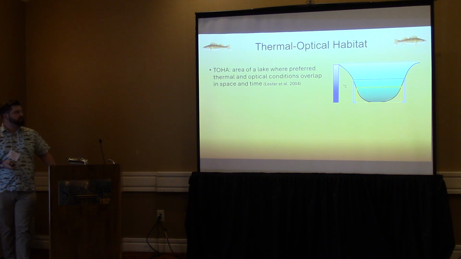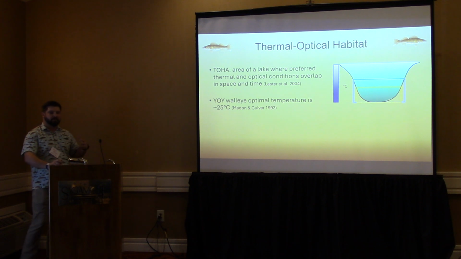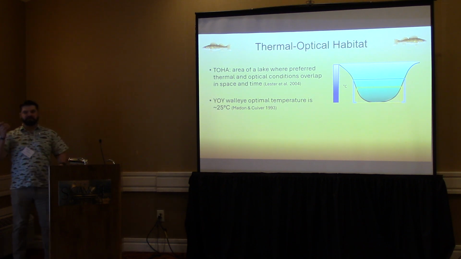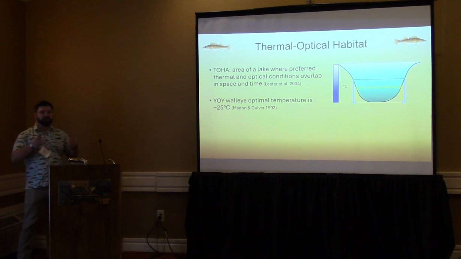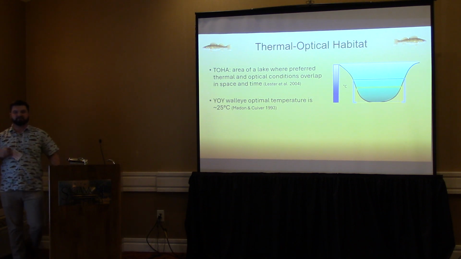That concept was developed by Lester et al. in 2004. With walleye physiology, young of year typically prefer about 25 degrees Celsius as their optimal temperature, which drops to about 22 degrees Celsius for larger adults. However, Chad Mellon et al. in Gretchen Hansen's lab at the University of Minnesota found that thermal-optical habitat affects smaller fish more. Fish less than 250 to 300 millimeters show the greatest effect of this habitat on walleye growth and recruitment.